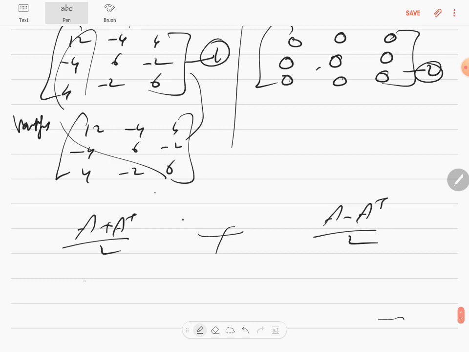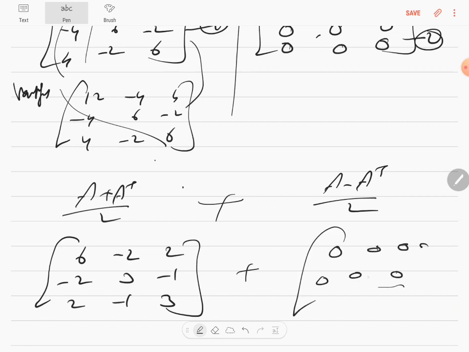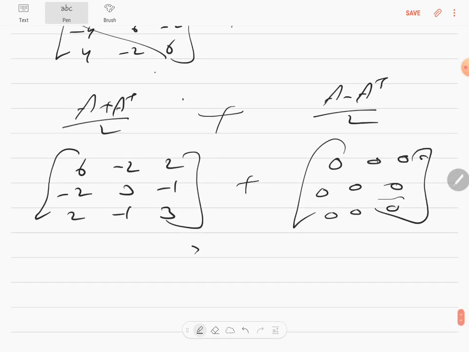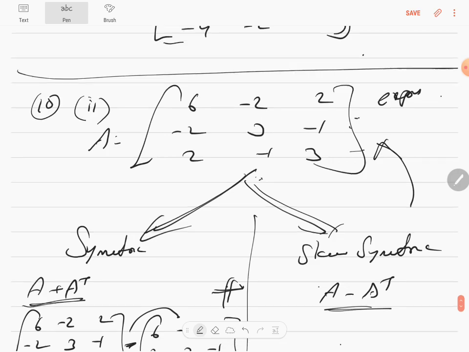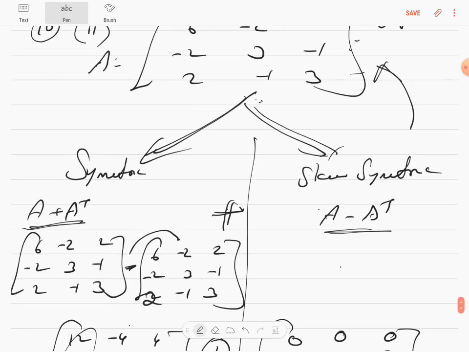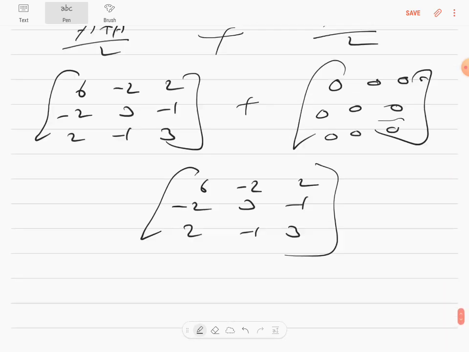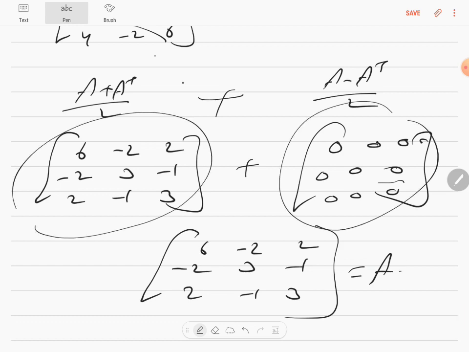So let's divide this by 2. A plus A transpose, you will get 6, minus 2, 2; minus 2, 3, minus 1; 2, minus 1, and 3. I divided by 2. This 0 when divided by 2, I'll get only 0, 0, 0. Correct? So when you add this, you'll get 6, minus 2, 2; minus 2, 3, minus 1; 2, minus 1 and 3, which is exactly the question. 6, minus 2, 2; minus 2, 3, minus 1; 2, minus 1 and 3. That's all. So you got back A. This is a symmetric and this is a skew symmetric.